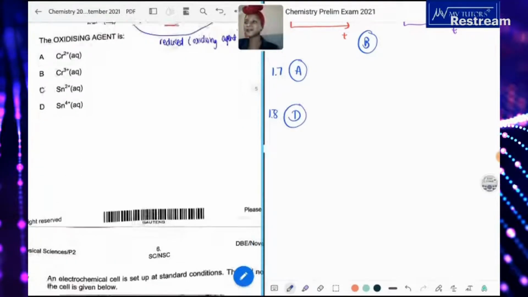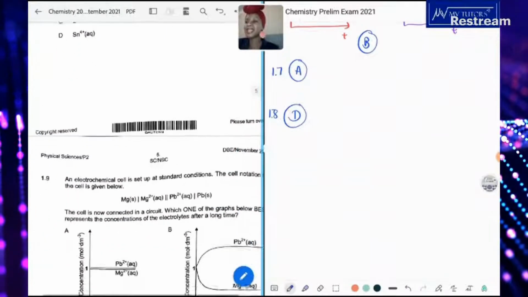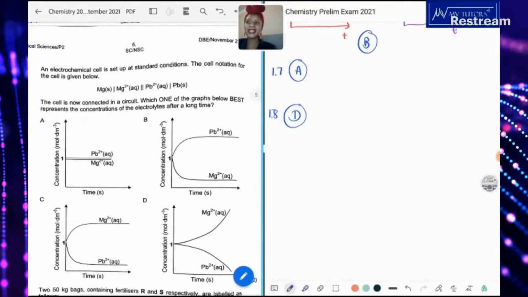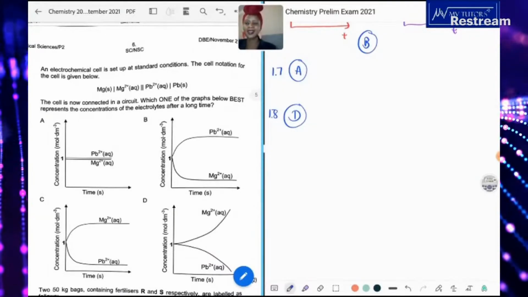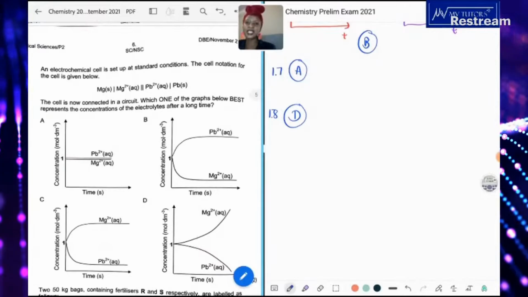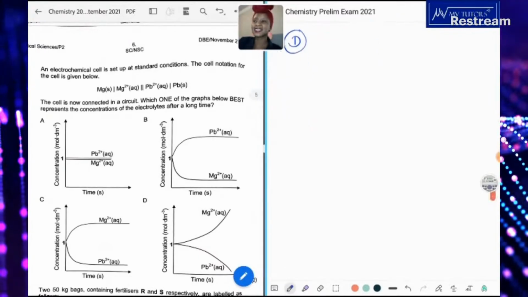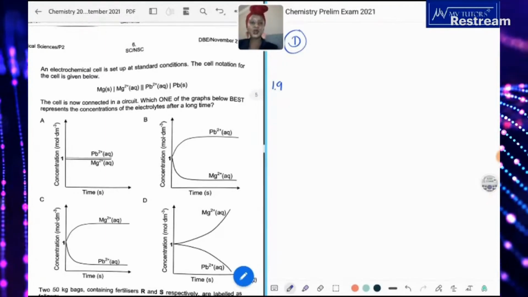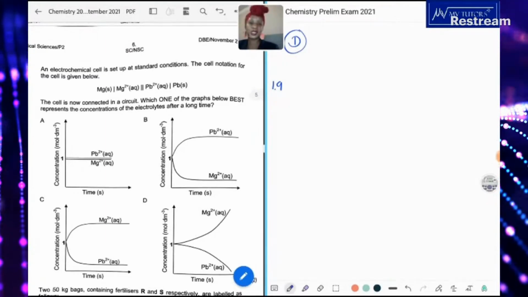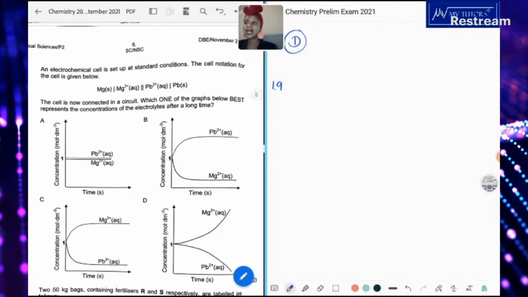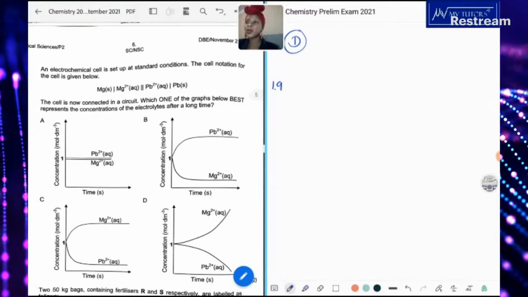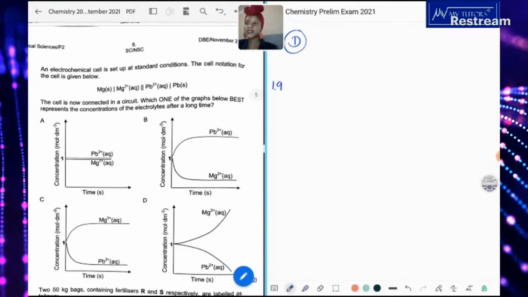And then we get to 1.9. An electrochemical cell is set up at standard conditions. Standard conditions meaning concentration 1. So your concentration is 1 mole per cubic decimeter, your temperature is 25 degrees, and your pressure is 1 atmosphere. So we have the cell notation for the cell given below.